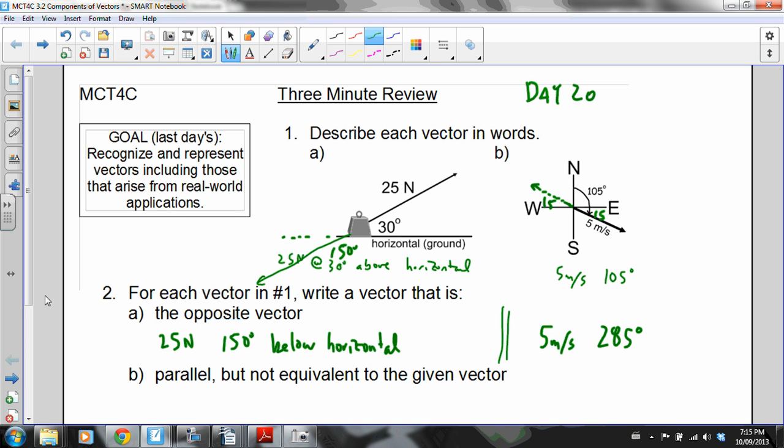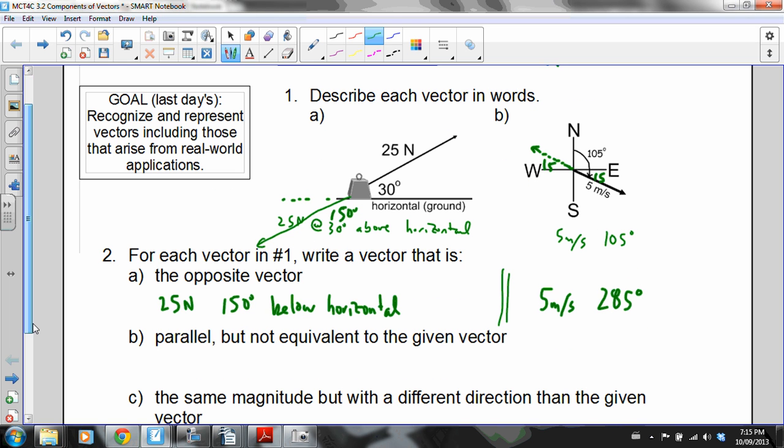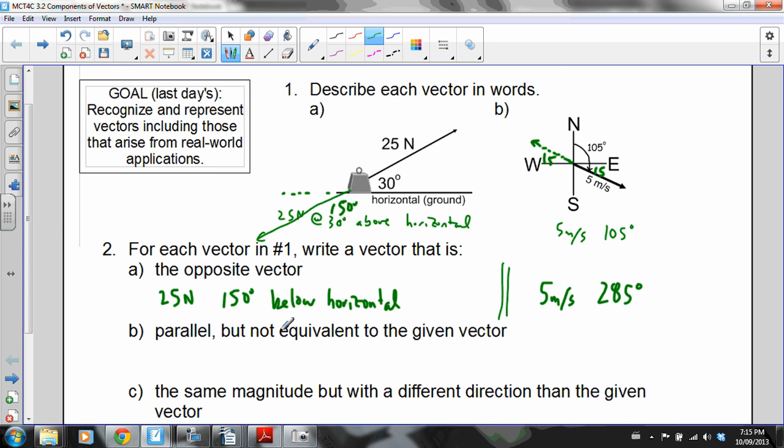Parallel but not equivalent. So parallel means they have the same direction. Not equivalent means, if they're not equal vectors, then it has to have a different magnitude. So same direction, different magnitude. So maybe it's 30 newtons for the first one. 30 newtons at 30 degrees above.